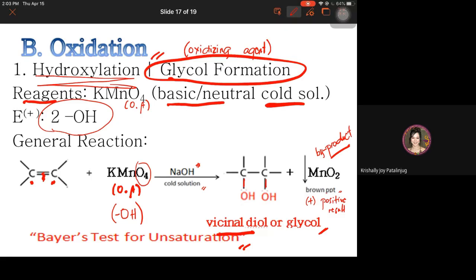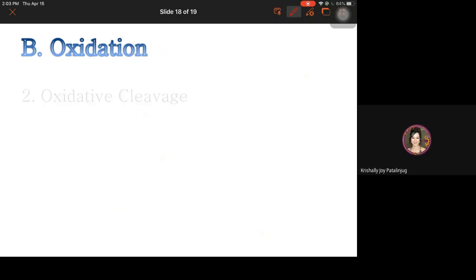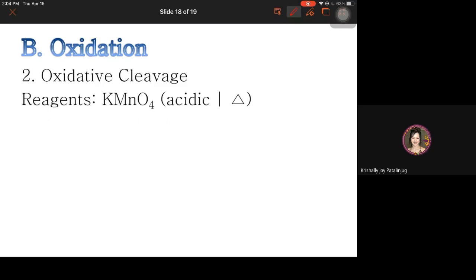Now, in some other reactions, aside from potassium permanganate, or instead of potassium permanganate, they usually use osmium tetraoxide. Okay, so you can use it instead of potassium permanganate. Then sodium hydroxide is still the base used to make the environment basic, and the solution is still cold. So that is all about hydroxylation. Okay? Sige. And this would be the last reaction under alkenes for oxidation. Okay, the oxidative cleavage. This is actually the exact opposite of hydroxylation.